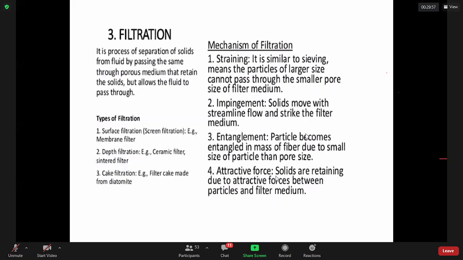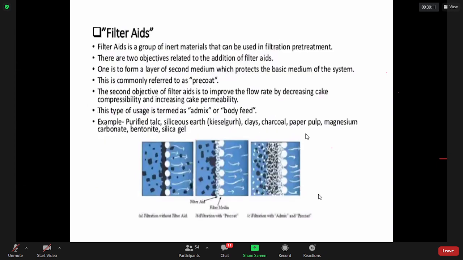Now you also have attractive forces. Solids are retained due to attractive forces between the particle and the filter medium. So those which are not attracted will obviously go through. So those are the different methods of filtration. Then we have filter aids.